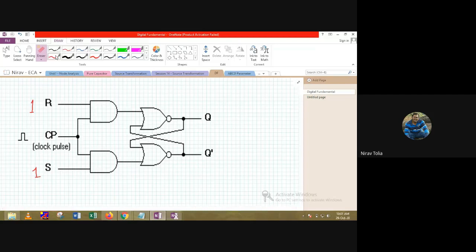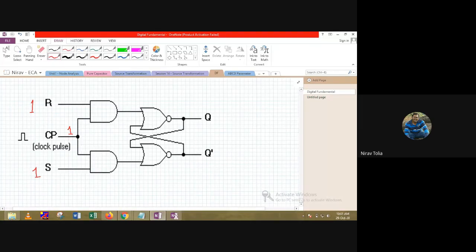We have to compulsorily give the clock pulse here. If my clock is 1, then the output will be changed. If I am not giving the clock pulse, my output will not change. Okay, you have to remember this.